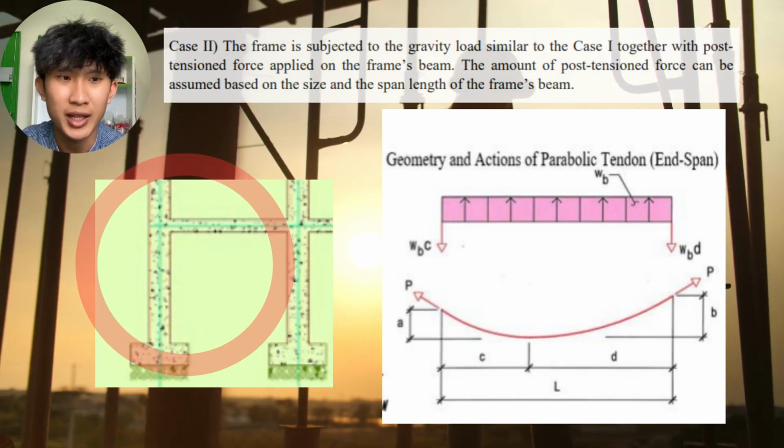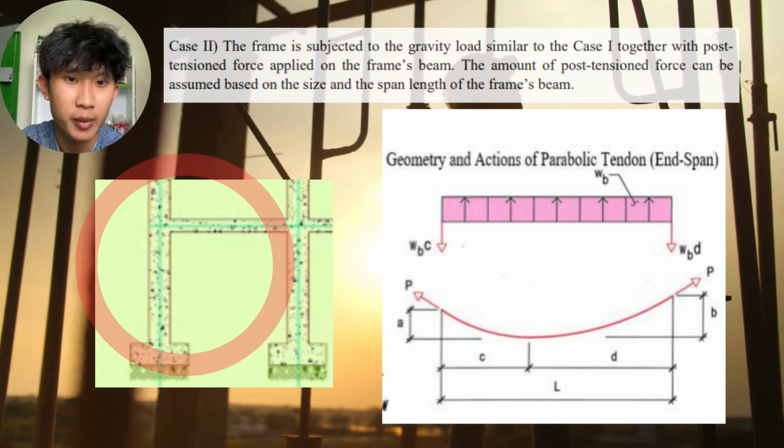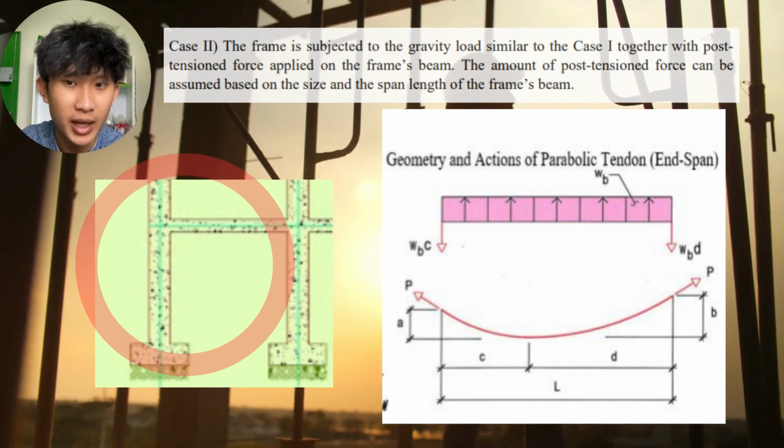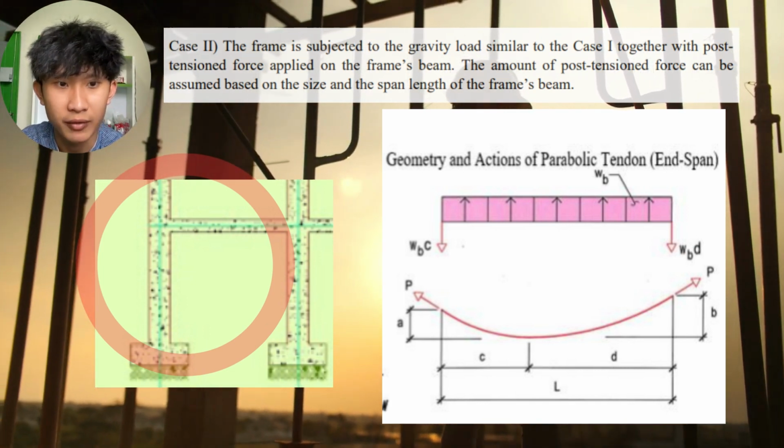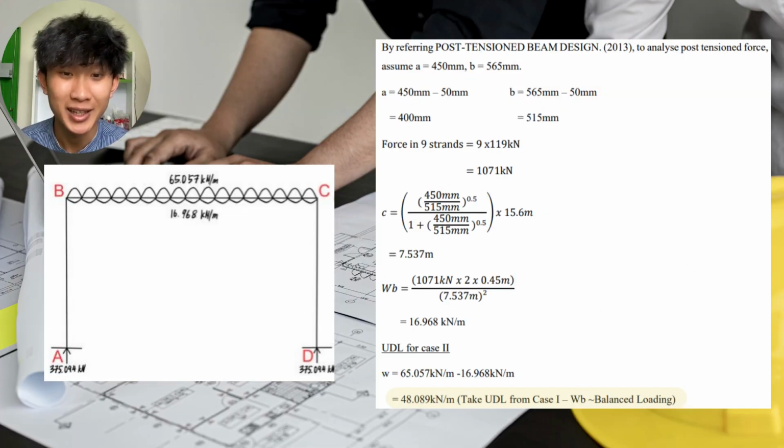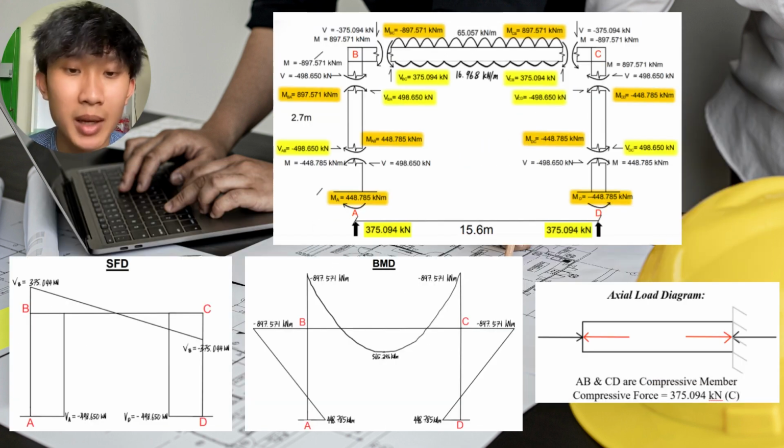We are considering an end-span tendon profile for the beam with a parabolic shape, where the eccentricity or depth of the tendon varies along the length of the beam. As we can see clearly in the diagram, a counter UDL of 16.968 kN per meter is acting on the beam BC. Here are our SFD and BMD diagrams after the post-tension force is applied.